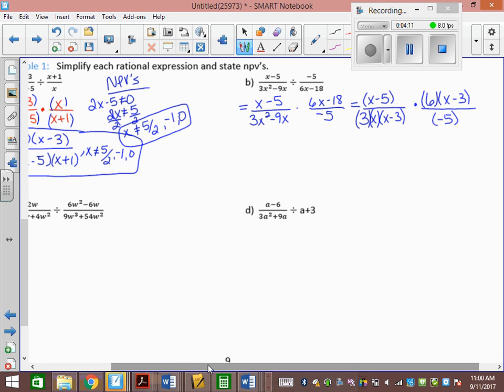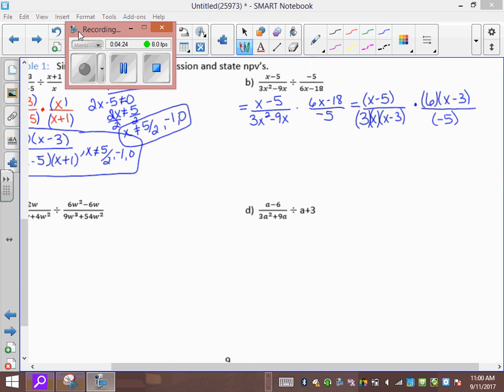Now I state NPVs for everything but the top left. And this is only if we're doing what? Division. Okay. So I have state NPVs. Does 3 get me an NPV? What about x? What about x minus 3? What about 6? Nothing. x minus 3 gets me an NPV. And then negative 5 gets me nothing.